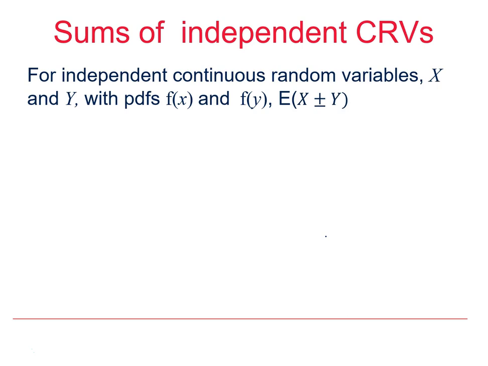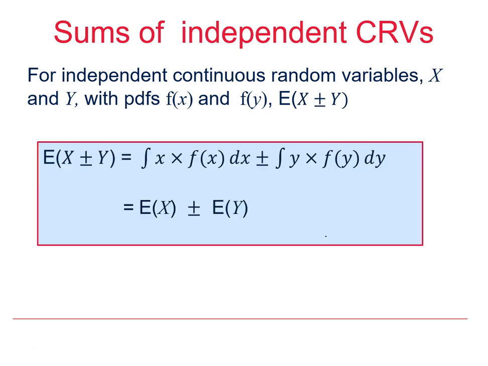If we now look at sums of independent continuous random variables, we've got x and y with PDFs f of x and f of y, and the expected value of x plus or minus y is simply the sum of these two integrals. It's the expected value of x plus or minus the expected value of y. So E of x plus y is E of x plus E of y. E of x minus y is E of x minus E of y. And again, that's a result that you should know very clearly to use in the exam.